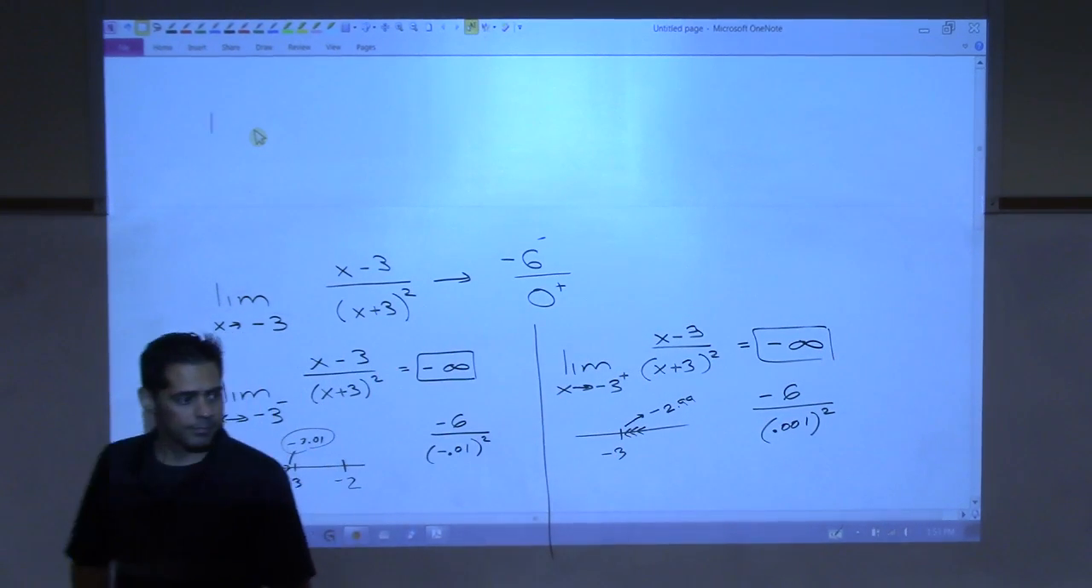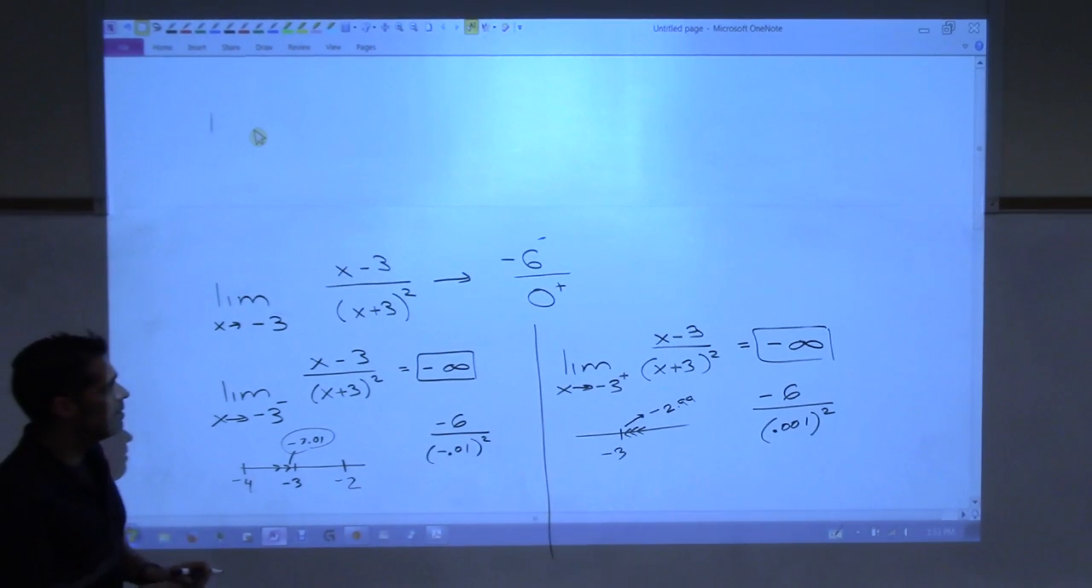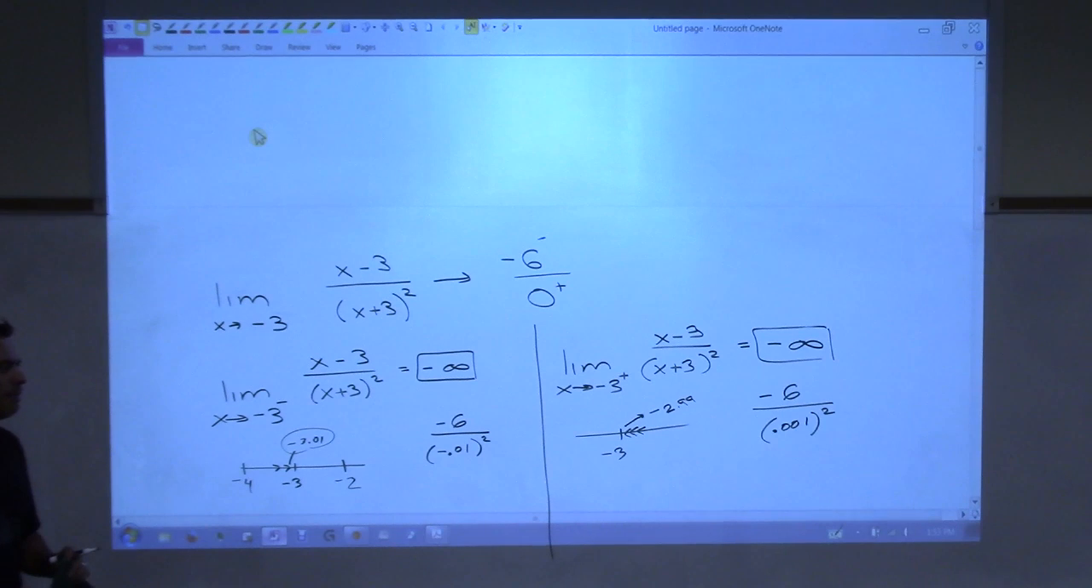No? So it usually happens, like when you have a square at the bottom, or fourth power, something like that, you pretty much know that you're going to have the same thing happen from both directions.